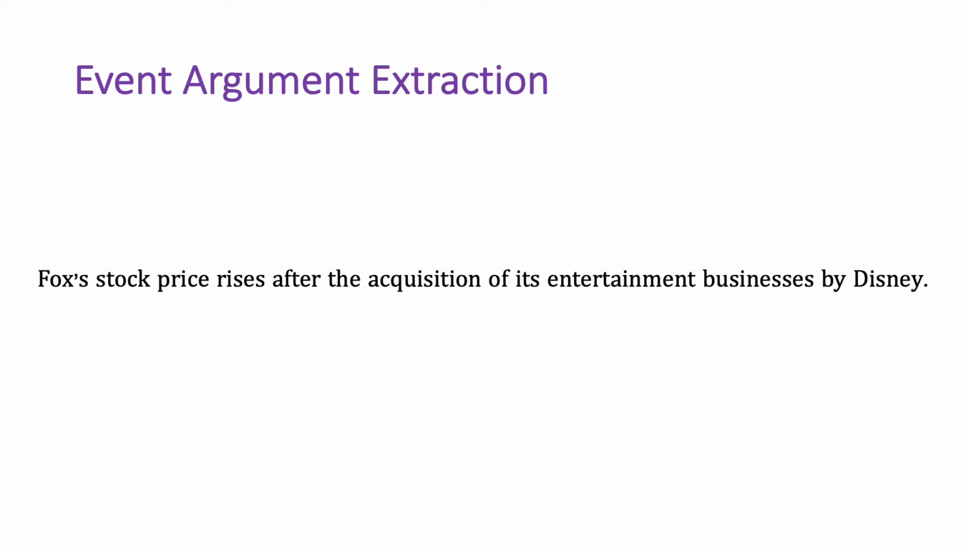At first, I will briefly introduce the event argument extraction task. Event argument extraction is the second stage of event extraction. In event extraction, we first detect event occurrence from text. That is, to identify the trigger words and classify the event types. This is the first subtask, event detection.